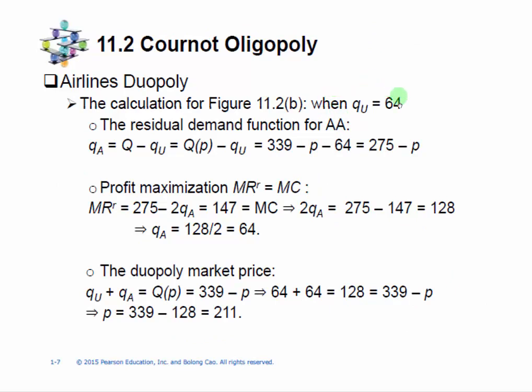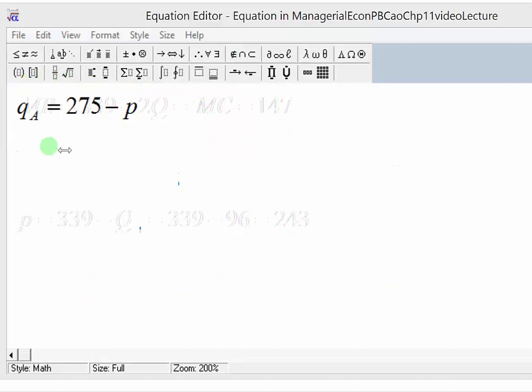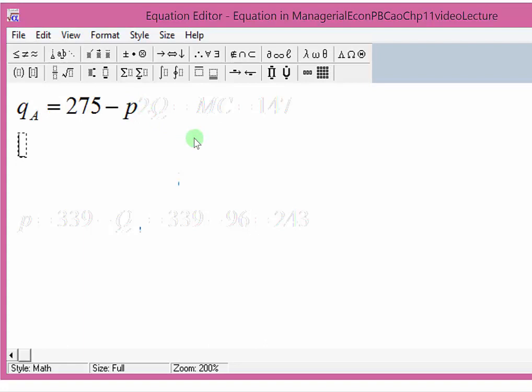Now let's look at that calculation. When the quantity supplied by United Airlines is 64, the residual demand function for American Airlines is QA equal to capital Q minus QU, which is 339 minus P minus 64. Then we have 275 minus P. This is the demand function we have obtained, the residual demand function. Then the inverse residual demand function will be 275 minus QA.